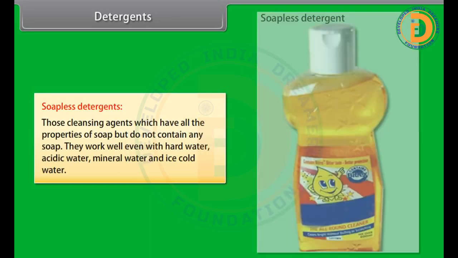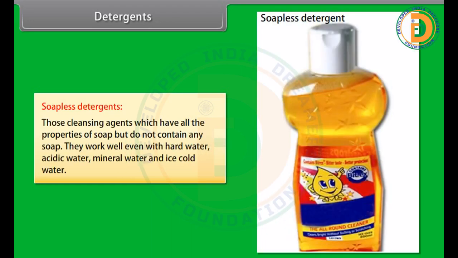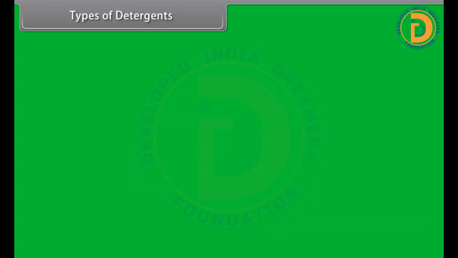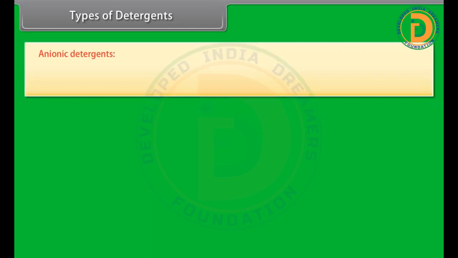Soapless detergents. Those cleansing agents which have all the properties of soap but do not contain any soap. They work well even with hard water, acidic water, mineral water, and ice-cold water. Types of detergents. Anionic detergents.